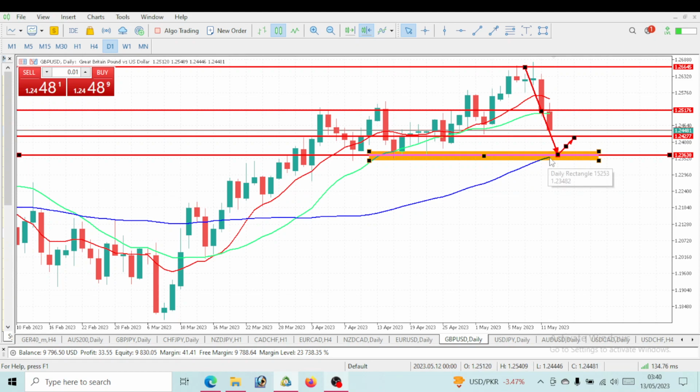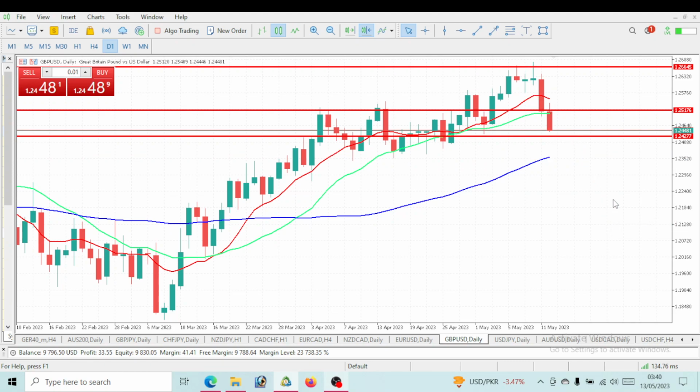So I believe a rejection should play out at this level. If price can give us that correction, then we should expect more drop. Basically, this is what I'm expecting on GBPUSD for this week.